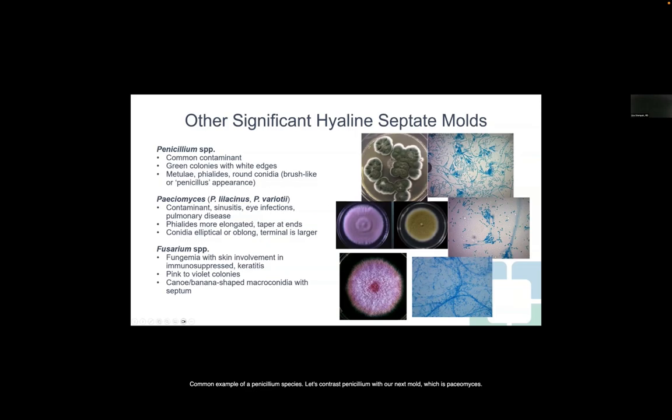Let's contrast Penicillium with our next mold, which is Paecilomyces. There are two that I want to point out. Paecilomyces lilacinus, which has a lilac color, and variotii, which has a more yellow-brown khaki color. Paecilomyces is a common contaminant as well, but can cause sinusitis, eye infections, and lung disease. In the case of Paecilomyces, the phialides are more elongated, and they taper at the ends. And then the difference with the conidia is they are more elliptical or oblong as compared with Penicillium species.